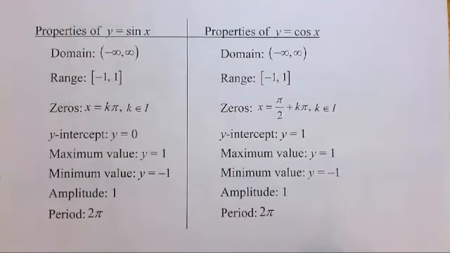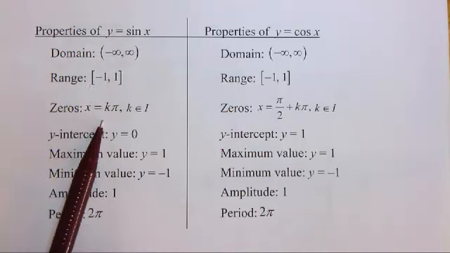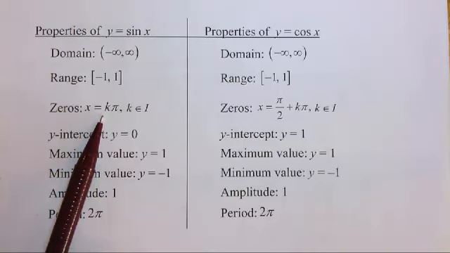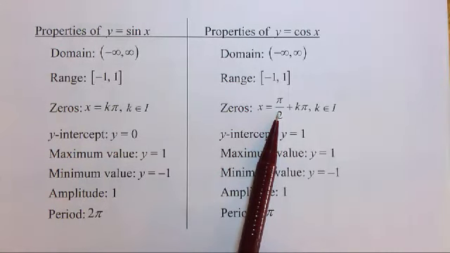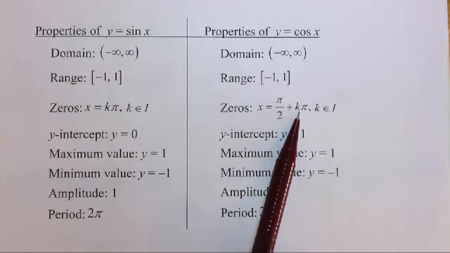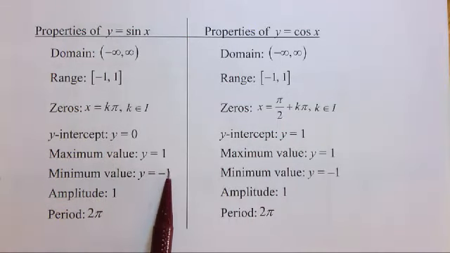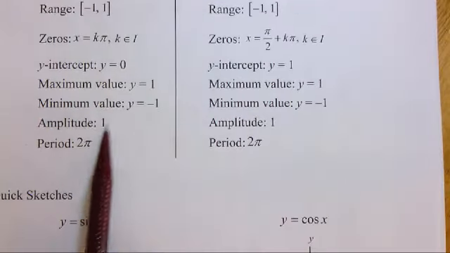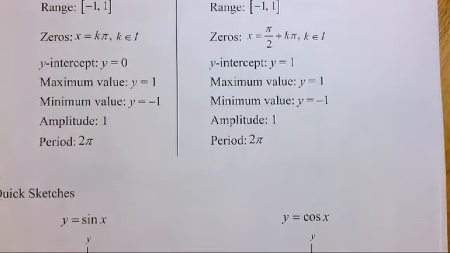Properties of the two: they both have the same domain, and they both have the same range. The zeros are different. The zeros, or x-intercepts, for sine occur at every multiple of pi. For cosine, they occur at pi by 2 plus a multiple of pi. The y-intercept on your sine is 0. The y-intercept on your cosine is 1. The max and min values for both of them are 1 and negative 1. They both have an amplitude of 1, and they both have a period of 2 pi.